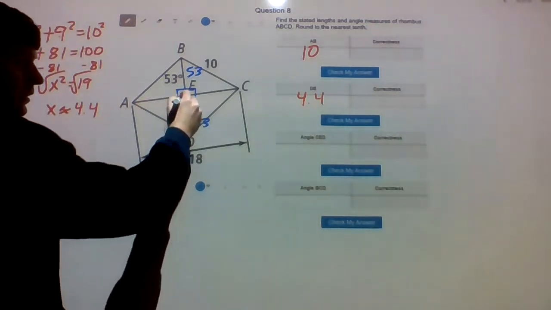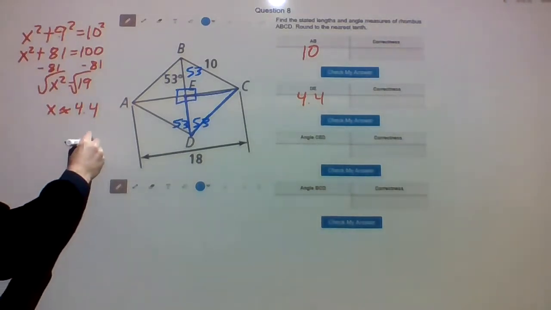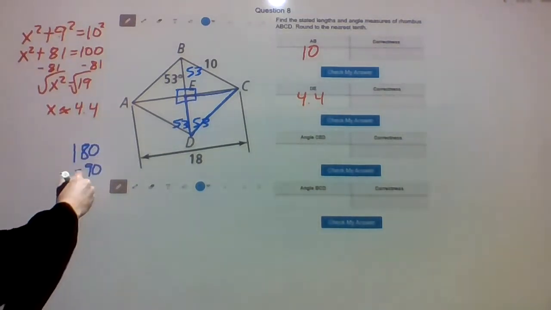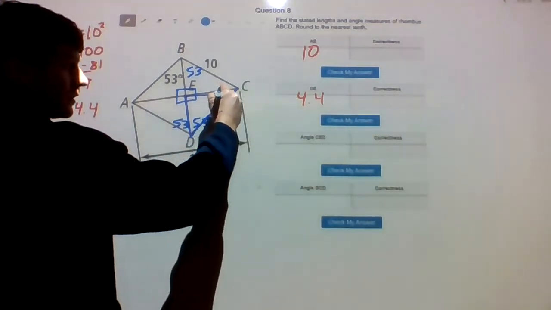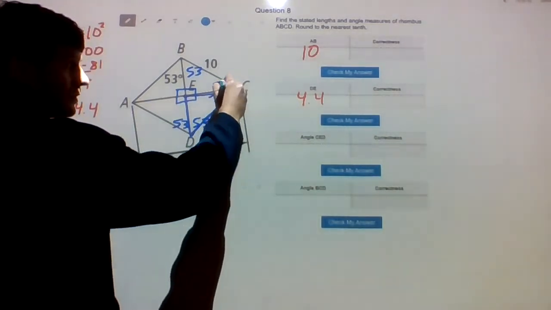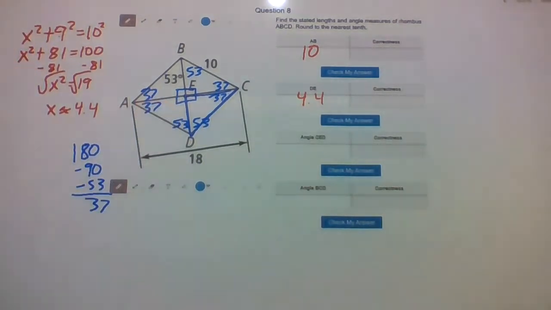Okay, we have a triangle here. 180 minus 90 minus 53 is going to be 37. So this angle is 37, which means this one's 37, which means the ones on the other side are 37 and 37. Now we have all the small angles, we can just fill in our answers here.